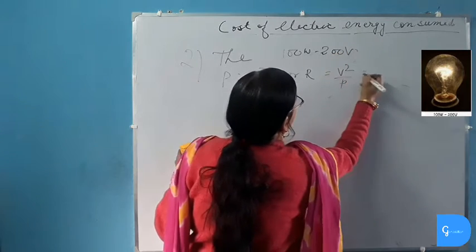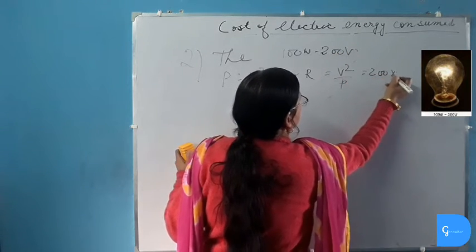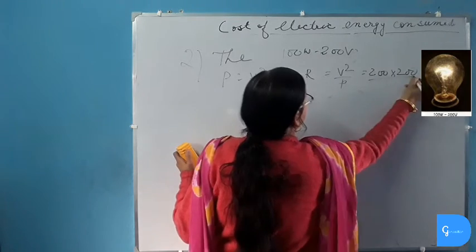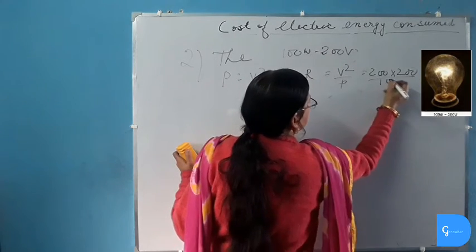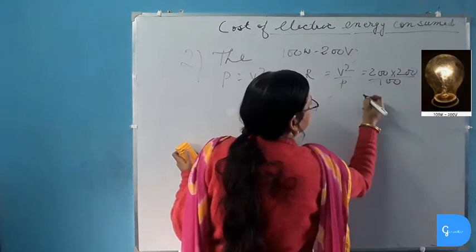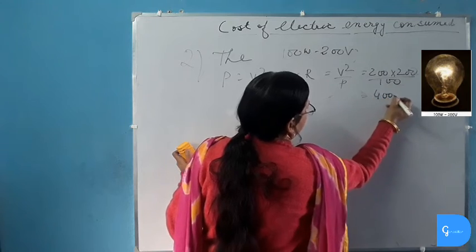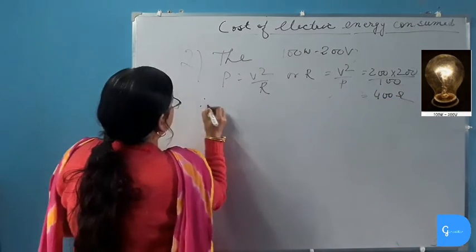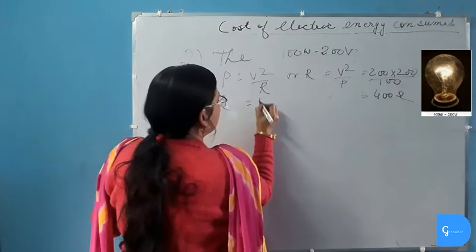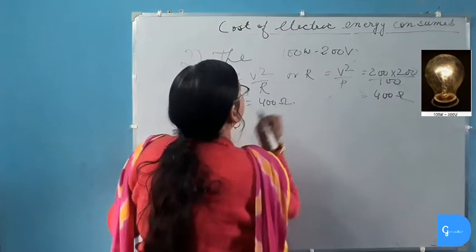Here V is 200 volt. So 200 into 200 divided by power. Power is 100 watt, which is equal to 400 ohm. Thus the resistance of this bulb is 400 ohm.